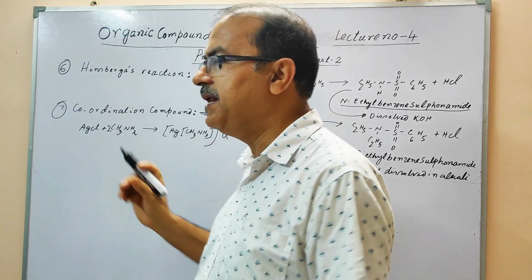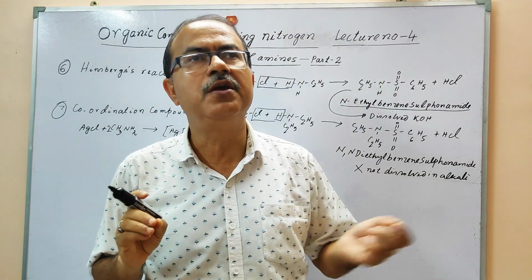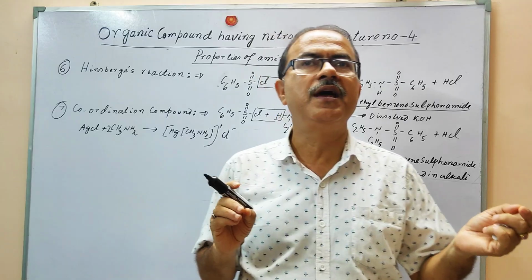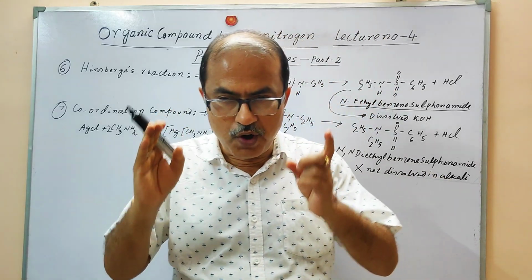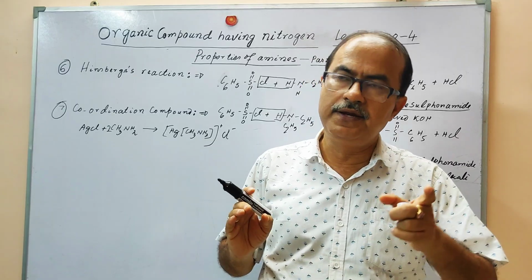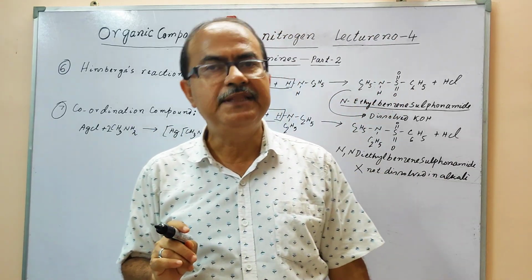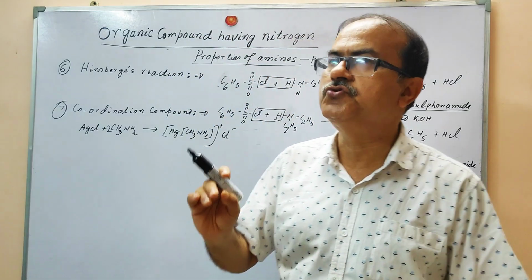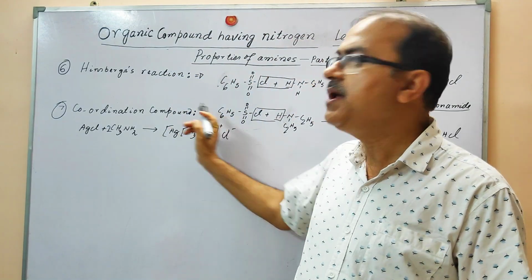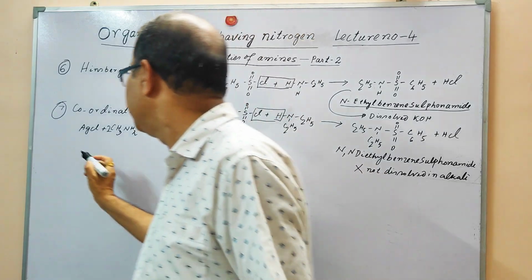So what is going to happen? When AgCl is produced by the reaction of NaCl and AgNO3, we will observe a white precipitate. This will not dissolve in water, but if we use this methylamine, it is going to dissolve. So why is it dissolved? Because there is a formation of the complex compound.